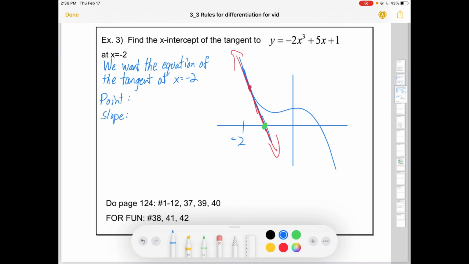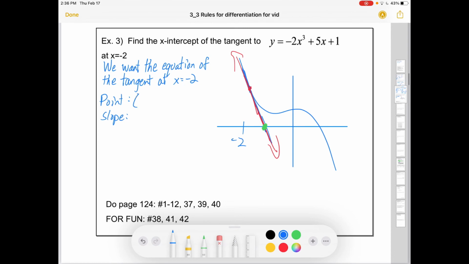We've found equations of tangents before. So the point is x is negative 2. The corresponding y value would come from subbing in negative 2 into this. If you want a y value, plug into the function that says y equals. So that's going to give us negative 8 times negative 2, so 16 minus 10 plus 1, a y value of 7. I'm going to get rid of this rough sketch.